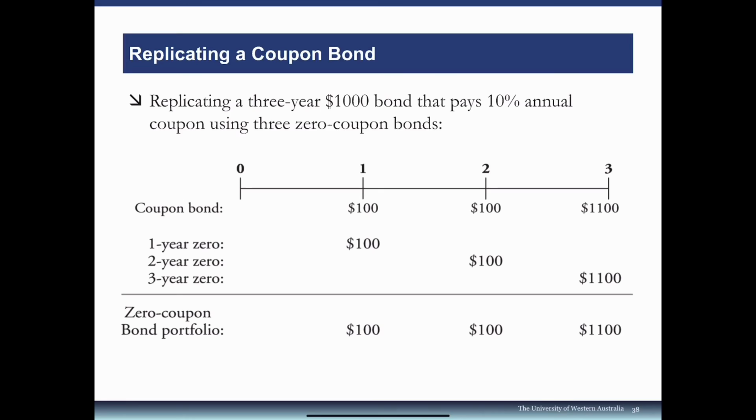So we can construct a zero coupon bond portfolio. Say here we have a 3-year $1,000 bond that pays 10% annual coupon, using 3 zero coupon bonds. If you're looking at a coupon bond, the first coupon, in 1 year's time, is 100. The second one is 100. The third one is 1100. And that can be seen as this coupon bond being equivalent to a zero coupon bond portfolio, by buying $100 worth of 1-year zero coupon bond, $100 worth of a 2-year zero coupon bond, and $1,100 worth of 3-year zero coupon bond.